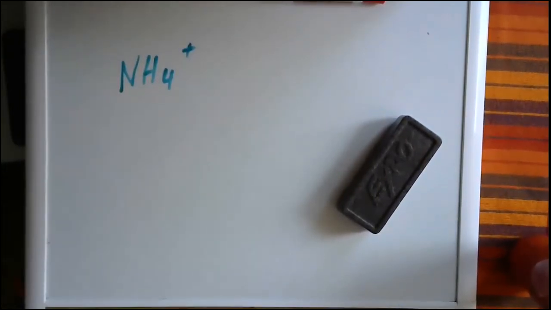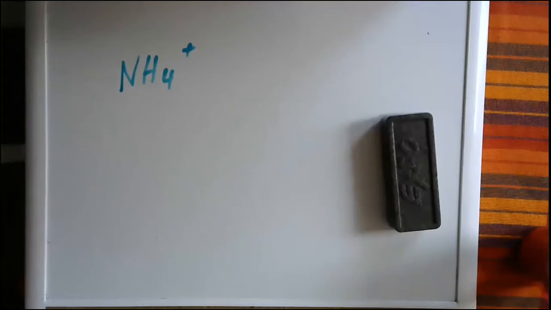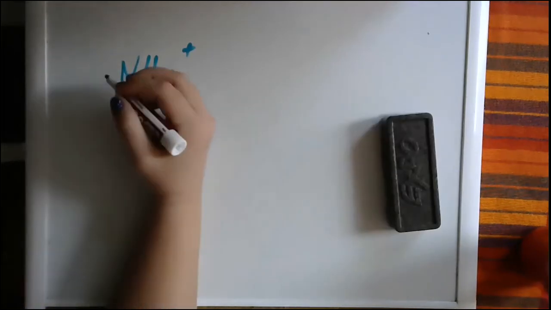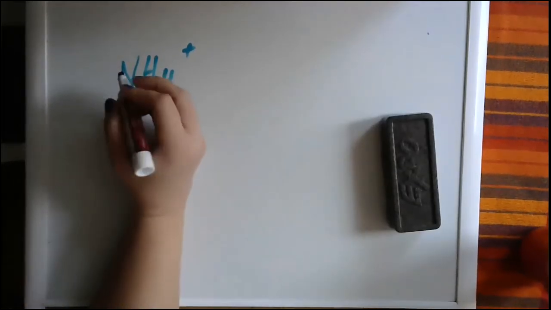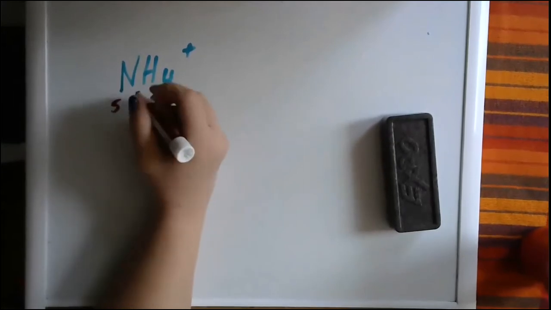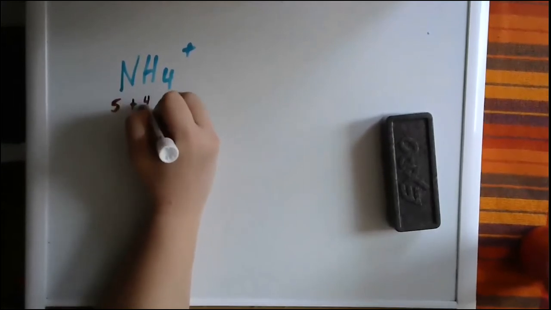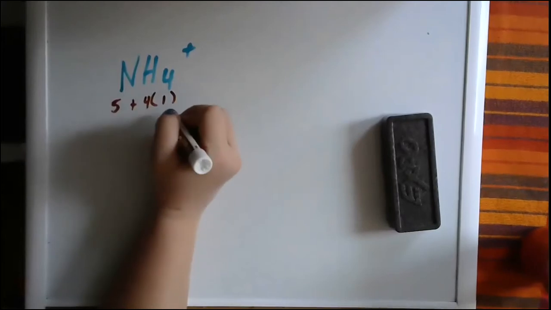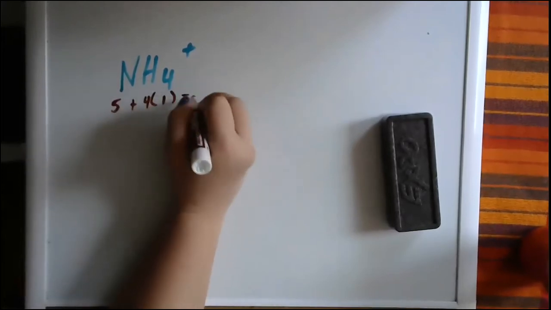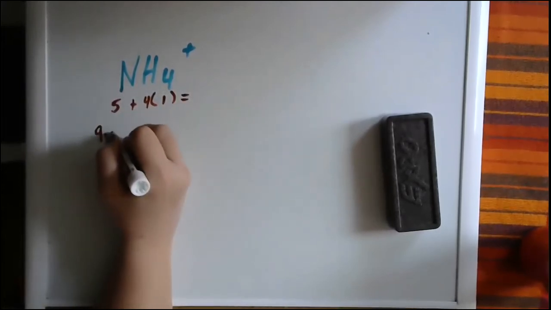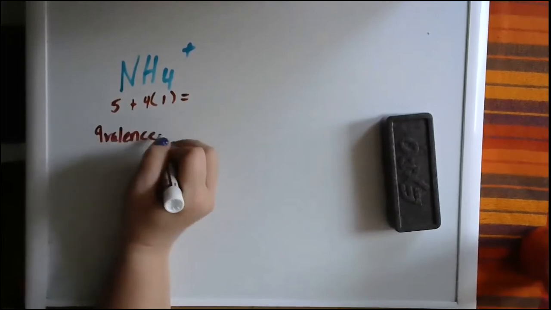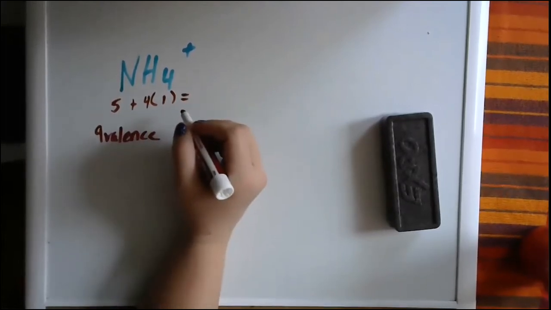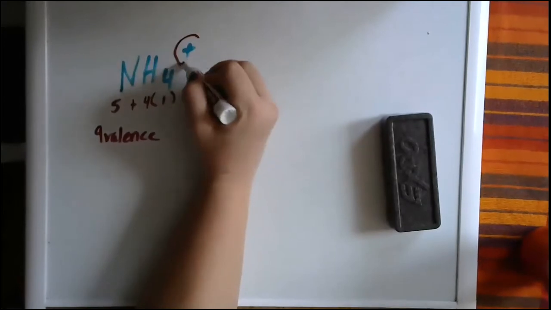Now we'll look at ammonium. We've got to do something a little bit different with ammonium because it is an ion. Start the same way. 5 for nitrogen plus 4 hydrogens, which is 1 each. And that gives us 9 valence electrons. Okay, now we have to take into account this positive charge here.